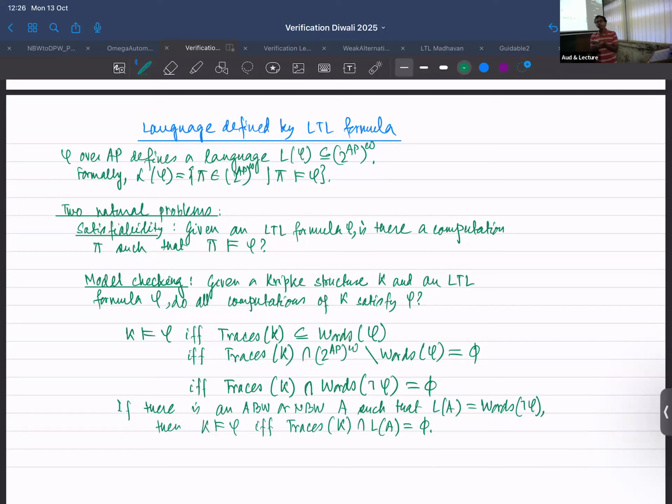And we did this for MSO over words, for example. How did we do this? What was our algorithm to check the satisfiability of an MSO formula? We converted it into an automaton and checked for non-emptiness. The idea here will also be similar: we will translate this into an automaton and check for non-emptiness. If the automaton is non-empty, then the formula is satisfiable.